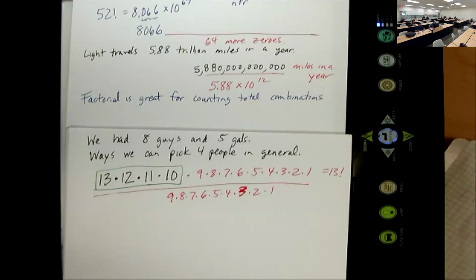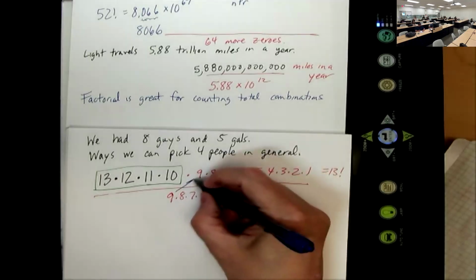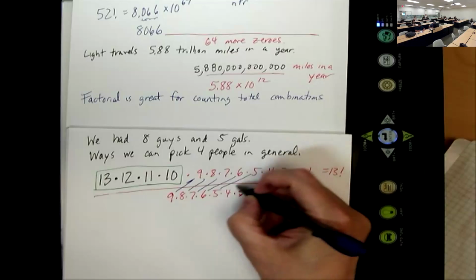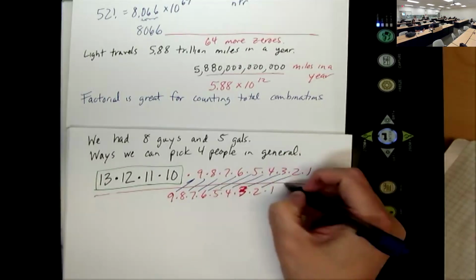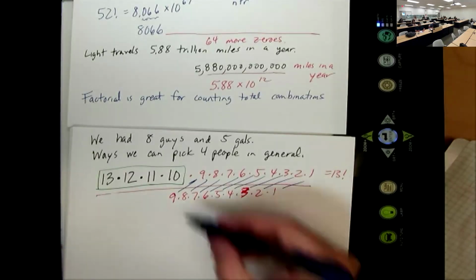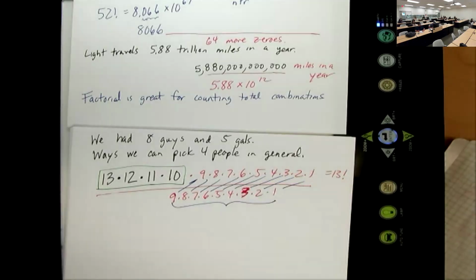I could divide that out and these would cancel out, the 9s would cancel. Those would cancel, 8s would cancel, 7s, 6s, 5s, 4s, 3s, 2s, 1s, basically. What is this number on the bottom in terms of factorial?